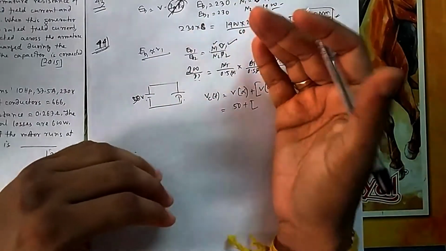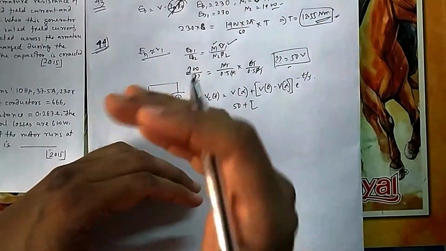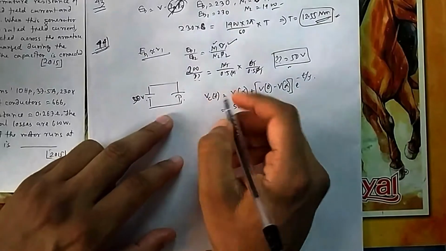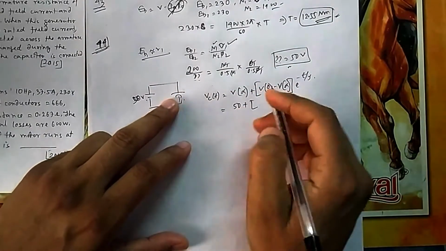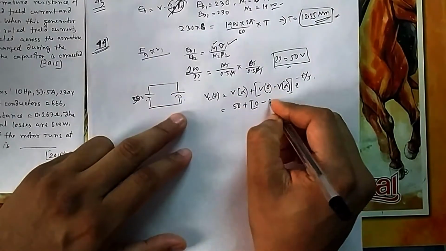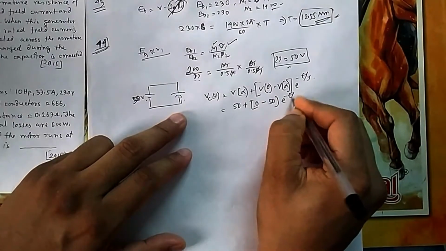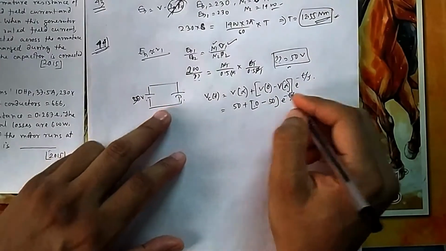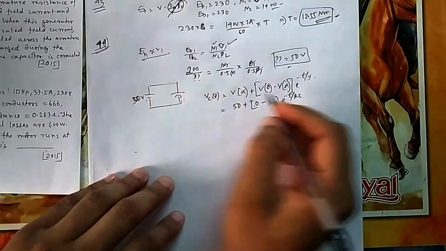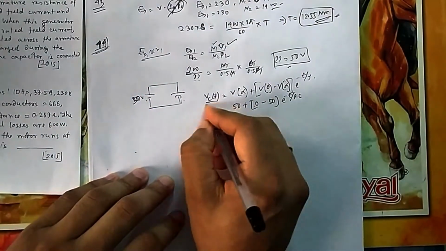They are asking at what time it will be 25. It will not stop at 25. If you keep it on, then it will reach 50. This is the highest limit it can go to, 50. Initially it was 0 voltage. In e to the power minus t by tau, tau is RC. R is the armature resistance, which they have given, and C also they have given. This is the expression.